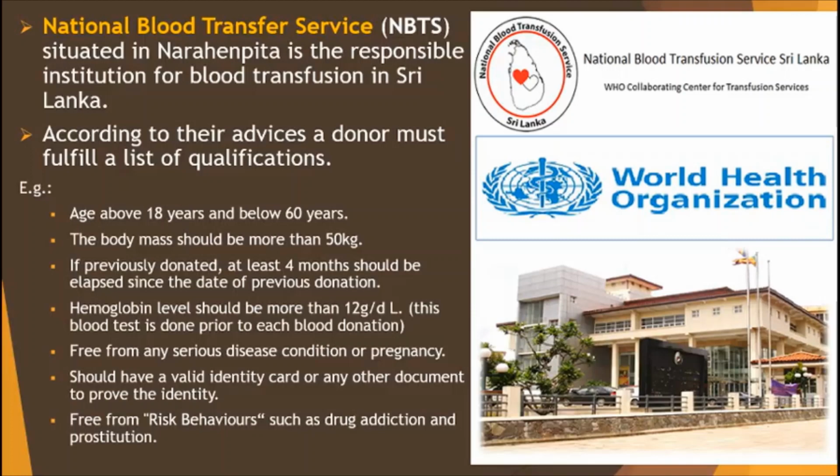If previously donated, at least 4 months should have elapsed since the date of the previous donation. Then the hemoglobin level should be more than 12 grams per deciliter. To check this, we must check our hemoglobin level each time we donate our blood.